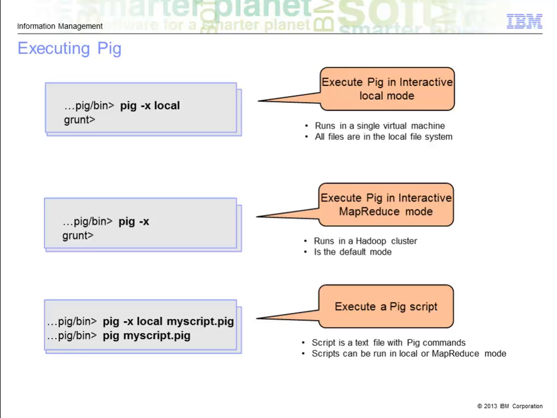To invoke a Pig script, just include the name of the script when you are invoking Pig. For example, to run a Pig script called myscript.pig in local mode, execute pig -x local myscript.pig. To run the same script in MapReduce mode, execute pig myscript.pig. It's also possible to invoke Pig using a Java command as well.